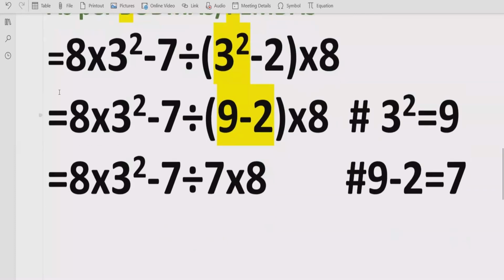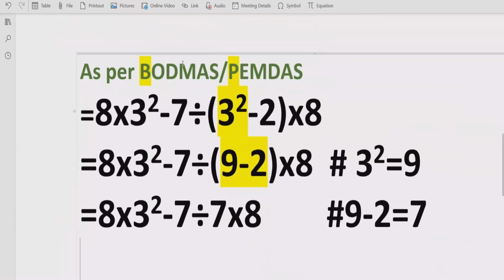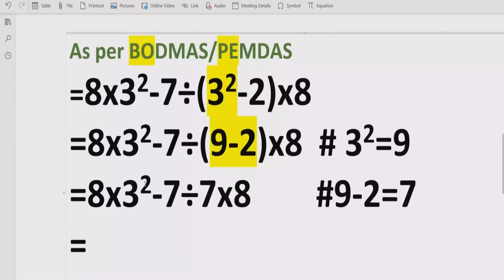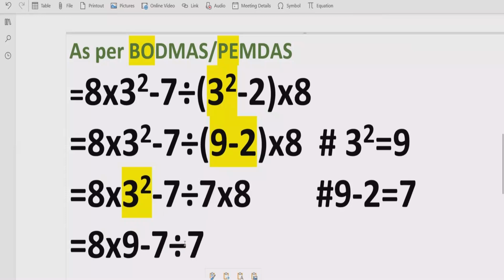Now move forward. We have solved the bracket. According to the rule, now we have to solve the exponent part, or order of operation. So now we have here 3 raised to power 2. We have to solve this one. 8 multiplied by 3 raised to power 2 means 3 multiplied by 3, which is equal to 9. Minus 7 divided by 7 multiplied by 8. And here we give the reference: 3 raised to power 2 becomes 9.